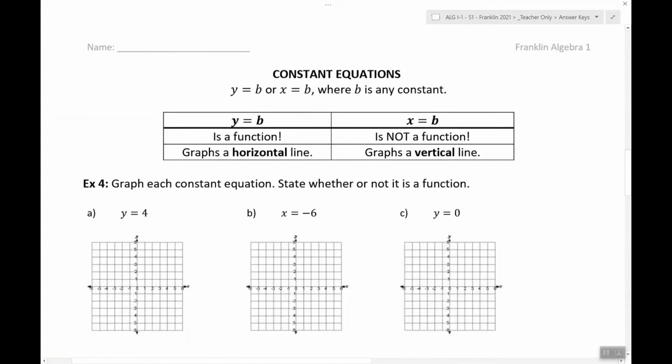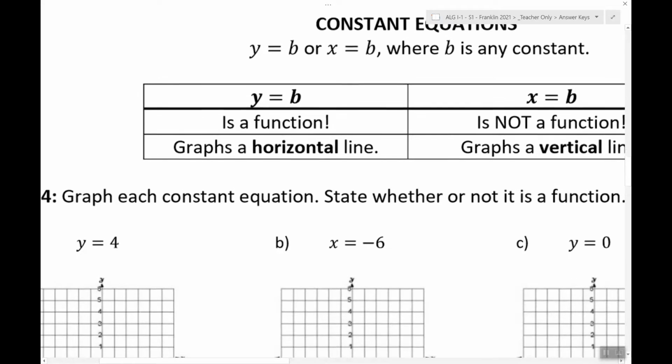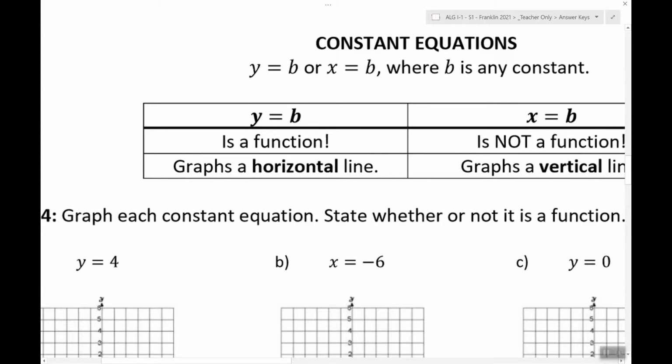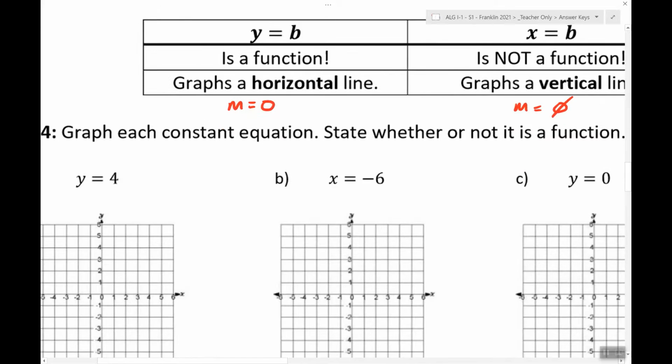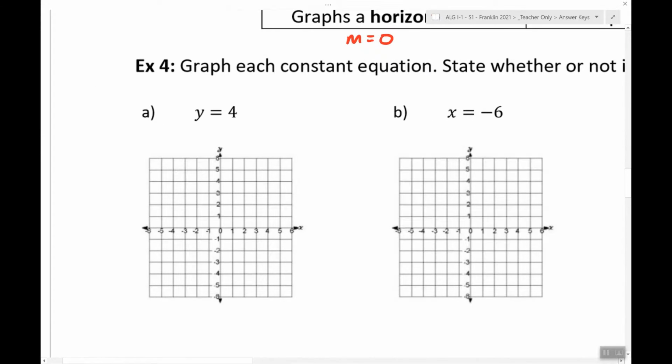All right, let's talk about constant equations as well. So constant equations are y equals b or x equals b, where b is any constant. So the y equals b constant equations, these are functions. They graph a horizontal line with 0 slope. But the vertical line, x equals b, is not a function because it's vertical. It doesn't pass the vertical line test, and its slope does not exist. It doesn't have a slope. Its slope is undefined.